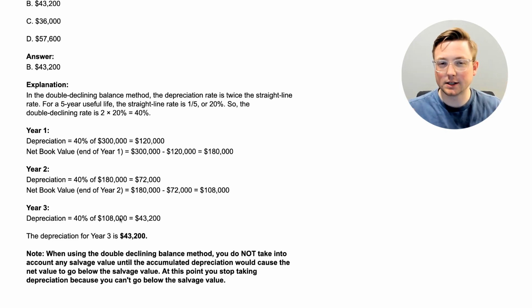So I just want to make sure that that's clear. You probably won't see a question like that, but you may. So just make sure you understand that at the beginning, you don't take the salvage value into effect, but as you're depreciating throughout the years with this double declining balance method, you cannot go below the salvage value. So just make sure you understand that. That's the double declining method. Let's go to the next question.